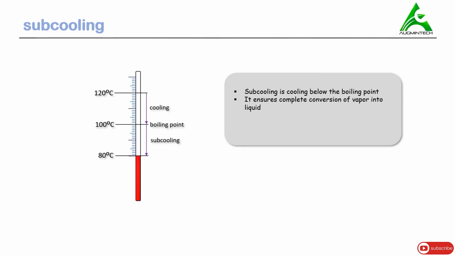It ensures complete conversion of vapor into liquid. It is done in condenser as already discussed. While the refrigerant flows through the condenser coil, it rejects heat, thereby leading to the complete conversion of vapor refrigerant into liquid. It is done before the refrigerant enters the expansion valve to protect the expansion valve.